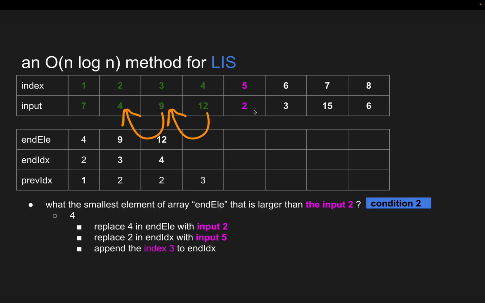We read 2. What is the smallest end element that is larger than 2? 4, 9, 12, all of these end elements are larger. So we just update the first one, replacing 4 by 2, with index 5.